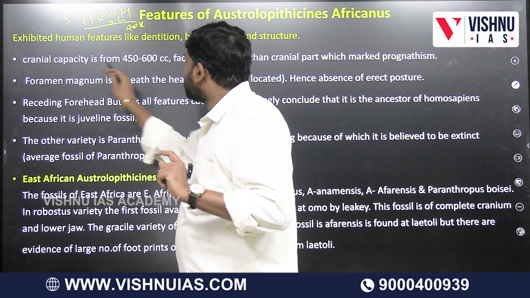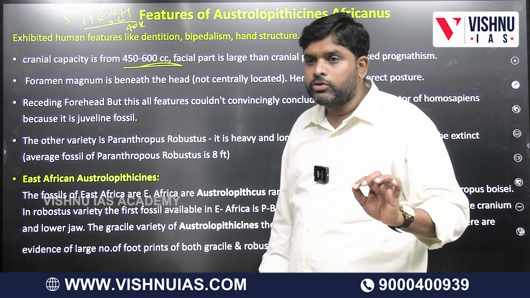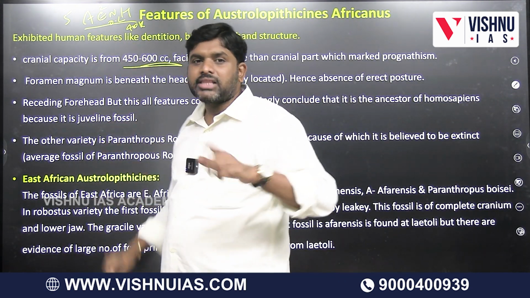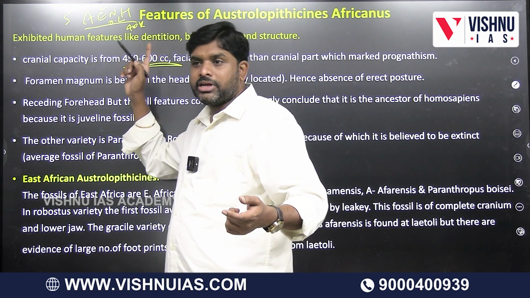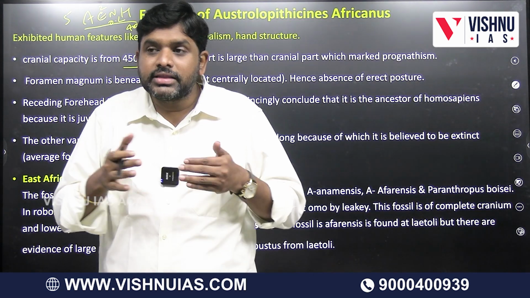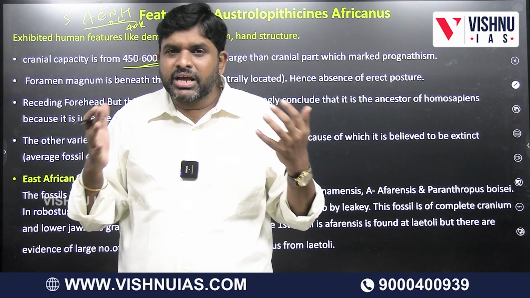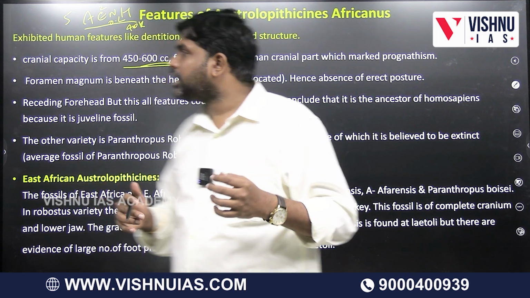Now you see how much is the cranial capacity? 450 to 600. Then Homo erectus 1000 cc, Neanderthal 1200 cc, Homo sapiens 1450 cc. In that way the evolution happened. The cranial capacity is increasing, the brain size is increasing, the intelligence is increasing.